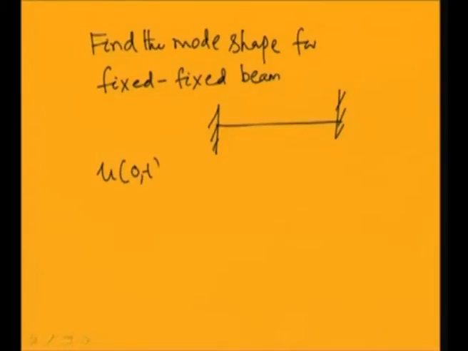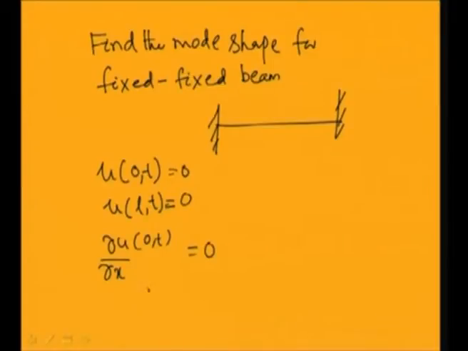So by taking the boundary conditions as u 0 t equal to 0 and u L t equal to 0, these are the displacement boundary conditions at both the ends. Similarly, the slope boundary conditions are del u by del x at 0 t equal to 0, and del u by del x at x equal to L equal to 0. So these are the 4 boundary conditions.